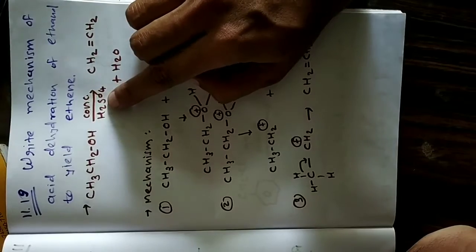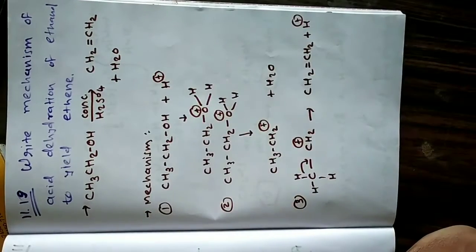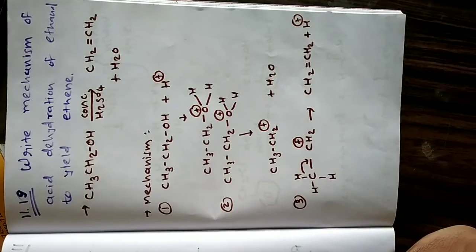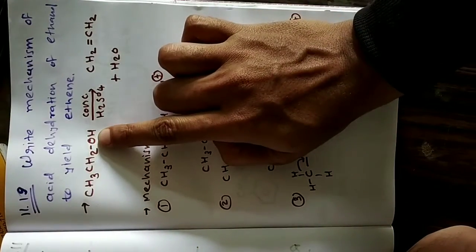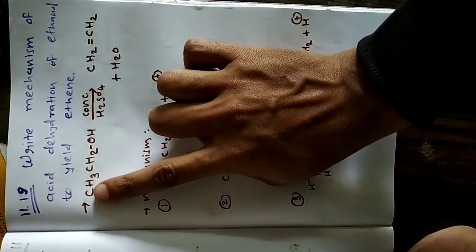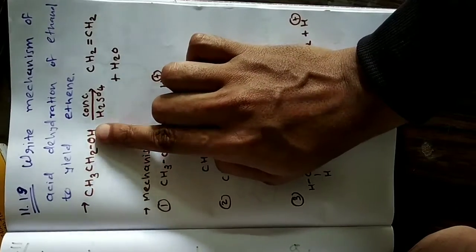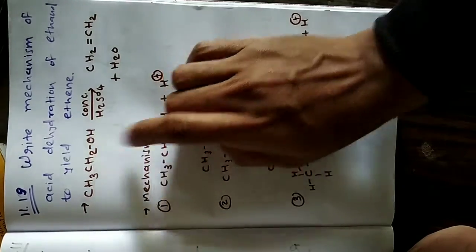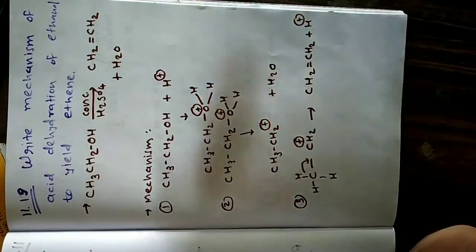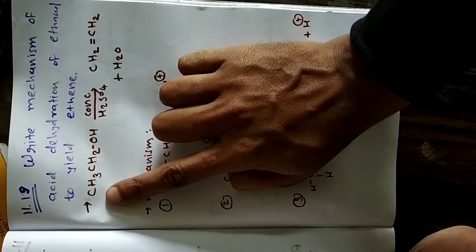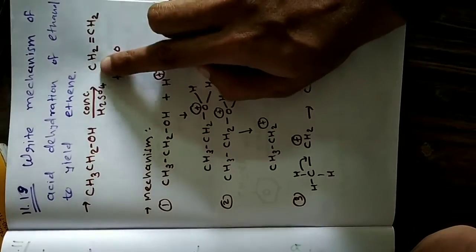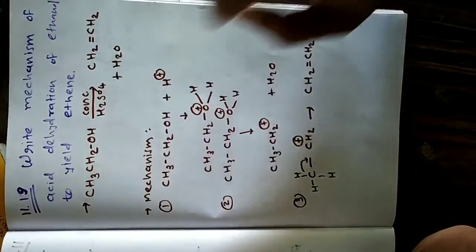When it reacts with concentrated H2SO4, or you can take concentrated H3PO4, that is concentrated acid. So what will happen here? The OH group will be removed and from the adjacent carbon one hydrogen will be removed. OH and H will combine to form a water molecule. You can see H2O is removed and a double bond is put between the two carbons. We'll get ethene.